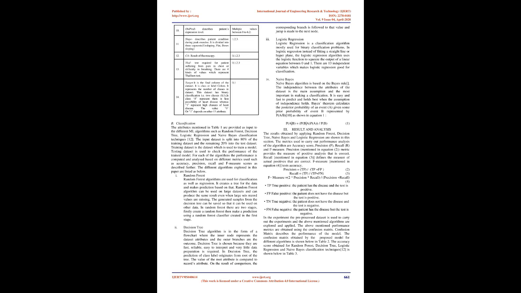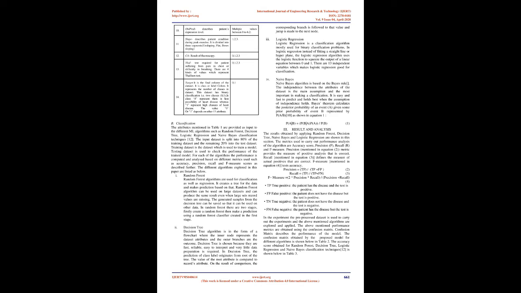It creates a tree for the data and makes predictions based on that. The random forest algorithm can be used on large datasets and can produce the same result even when large sets of record values are missing. The generated samples from the decision tree can be saved so that they can be used on other data. In random forest there are two stages: firstly, create a random forest, then make a prediction using the random forest classifier created in the first stage.